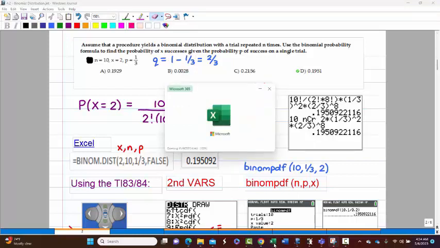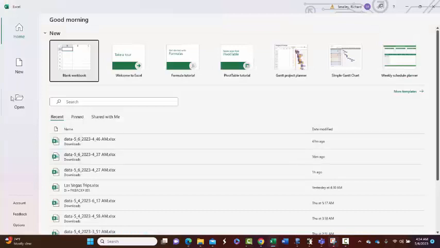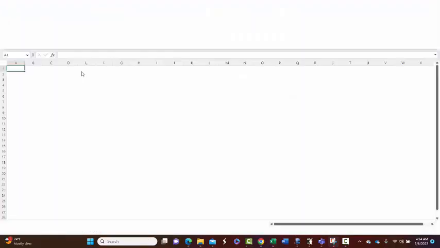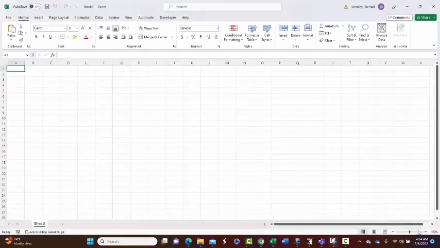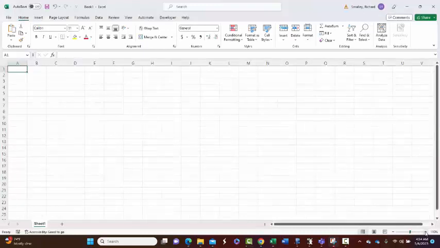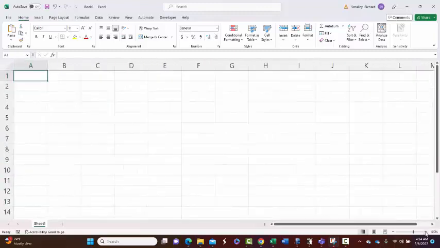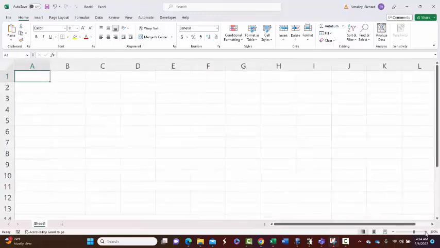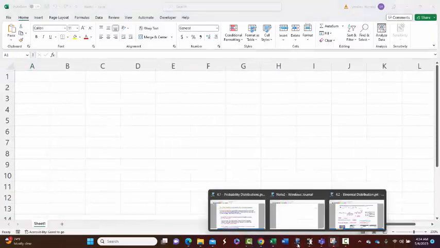Unlike the general probability distributions from the last section, which didn't really have a convenient Excel command, so we had to sort of program it ourselves, there is a built-in binomial function in Excel, so that's good to know.